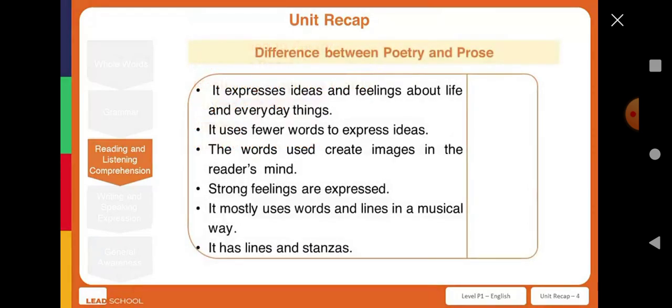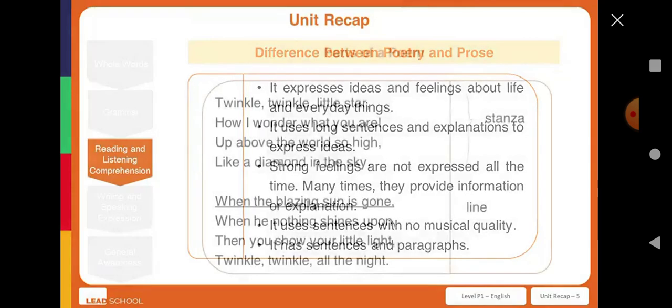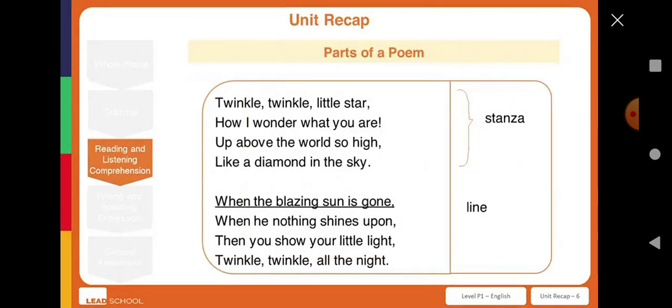Some differences between poetry and prose. Here are a list of key features seen in a poem. And here are a list of key features seen in prose. Just like a prose piece has sentences and paragraphs, a poem comprises of two major parts, a stanza and a line.